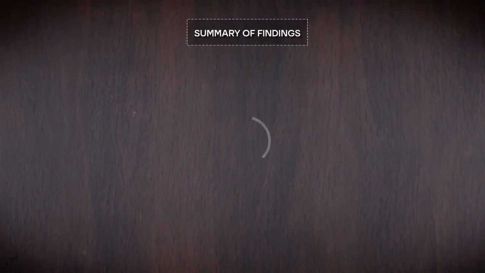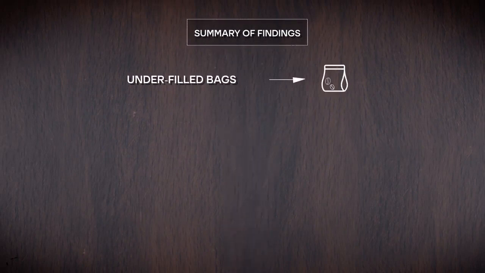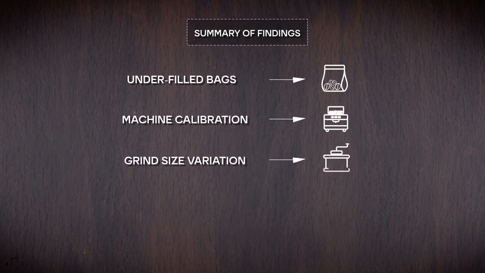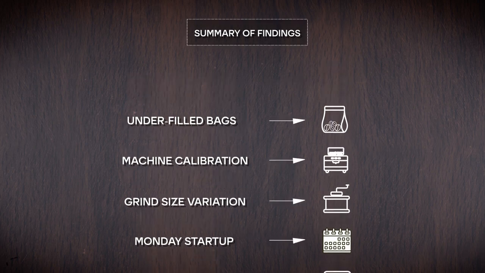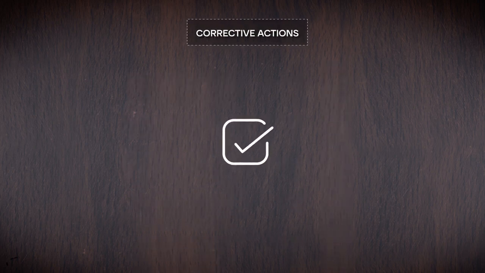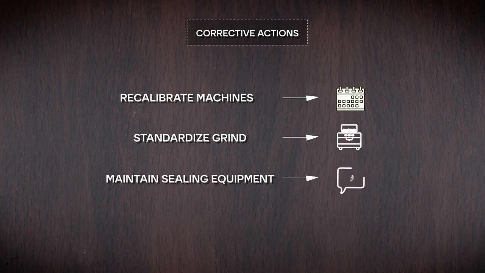As we can see, by applying all 7 QC tools, here's what we discovered in our coffee factory. The biggest issue is underfilled bags. Causes include machine calibration, grind size variation, and Monday startup effects. Broken seals are the next priority, likely from worn sealing jaws. With this insight, corrective actions are clear. Recalibrate machines every Monday morning, standardize grind settings and monitor density, replace or maintain sealing equipment. The data has spoken, and the path to improvement is obvious.